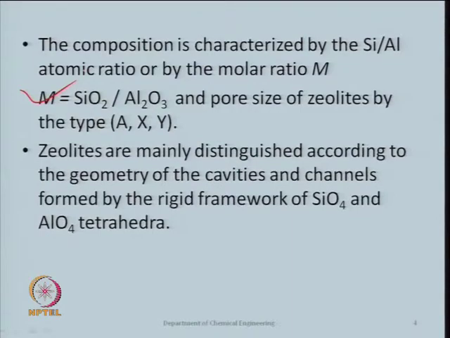One thing is that the distinction between the different categories of zeolite A, X and Y is based on the geometry of the cavities. That is very important in terms of the pore opening or channel diameter when you see the structure of a zeolite. Different kinds of channels may form by the rigid framework of SiO4 and AlO4 tetrahedra, a prism type of structure which is basically a primary block.